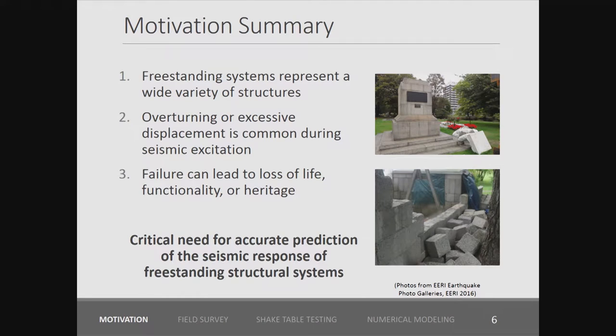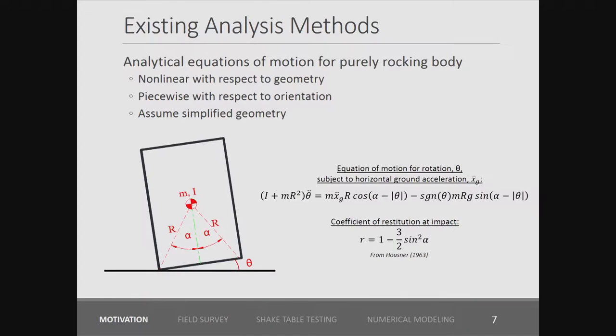In summary, freestanding structural systems represent a very wide variety of both everyday and critical systems. They tend to perform quite poorly during earthquakes, which can lead to the loss of irreplaceable heritage, reduced functionality for a critical facility, and even loss of life in the event of unreinforced masonry. Therefore, a critical need has been identified for the accurate prediction of the seismic response of freestanding structural systems.